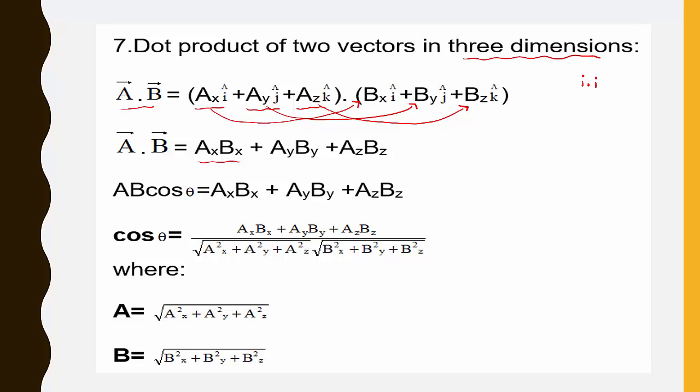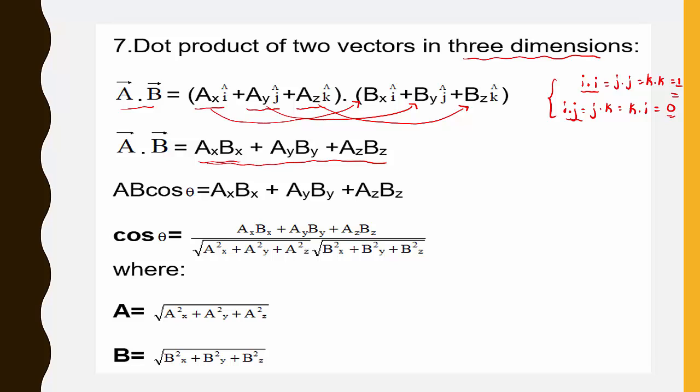Remember this formula: i dot i, j dot j, k dot k. Whenever it comes, its value is equal to 1. If it is i dot j, j dot k, k dot i, it is always equal to 0. So whenever i dot i comes, write 1. Whenever there is i dot j, then write 0. Finally, we will get this equation: vector A dot vector B equal to AxBx plus AyBy plus AzBz.